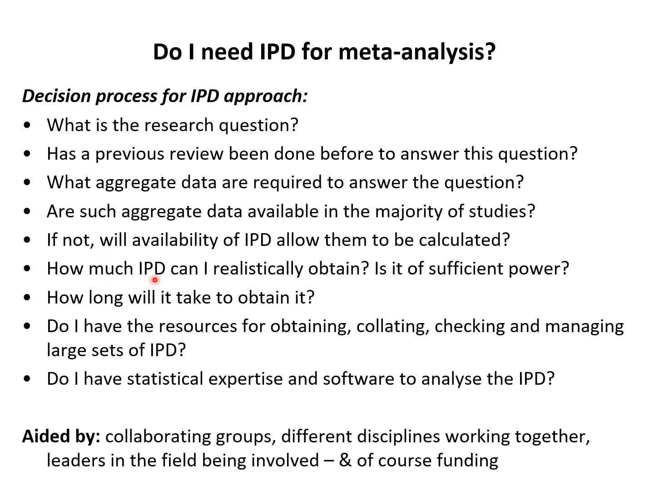How much IPD could you realistically obtain? Do you have any agreements with people already? Is it plausible to get it? If you got it from the majority of studies you wanted it from, would that still be giving you enough power to answer your research question? How long do you think it's going to take you to get the IPD? Indeed, do you have the resources for obtaining it, for collating it, for checking it and managing it? And do you have statistical expertise and software to analyze the IPD? So these are big questions in terms of whether the approach is achievable and necessary.